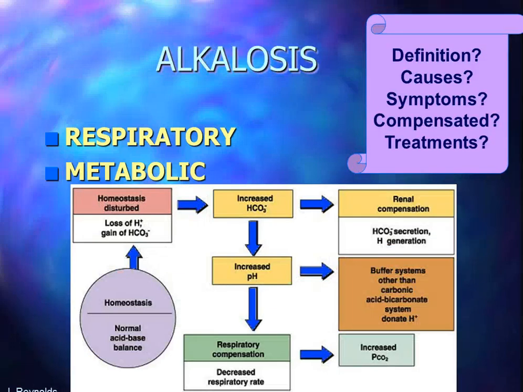Alkalosis, respiratory and metabolic. I've already given you the example of hyperventilation. You're blowing off too much CO2, your PCO2 goes down, your carbonic acid goes down, you tip over towards the high end of the pH scale, more than 7.45.